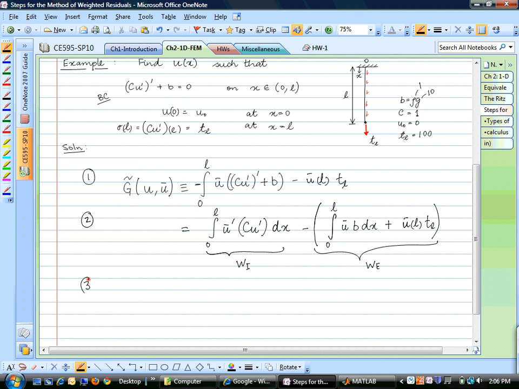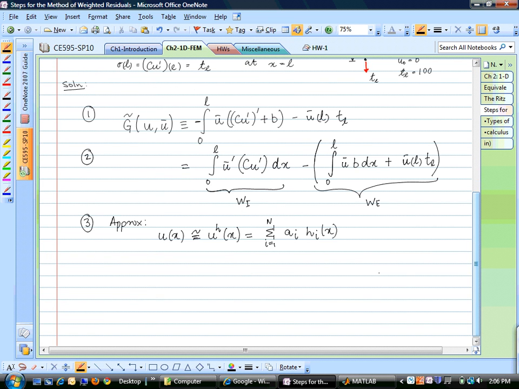Now we are going to introduce our approximation. We're going to say that u(x) is approximated by a discrete version u_h(x), which is equal to a linear combination of some functions. So let's choose these functions to be polynomials. The sum from I equals 1 to n of a_I h_I(x), and I'm going to choose my h_I functions like this. h1 is x divided by L, h2 is x divided by L squared, h3 is x divided by L cubed, and so on.